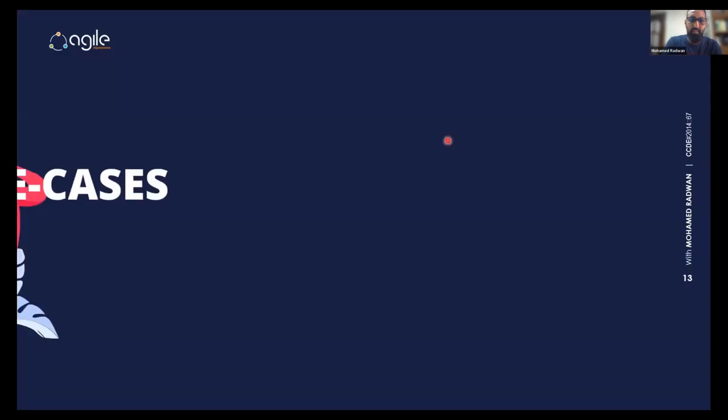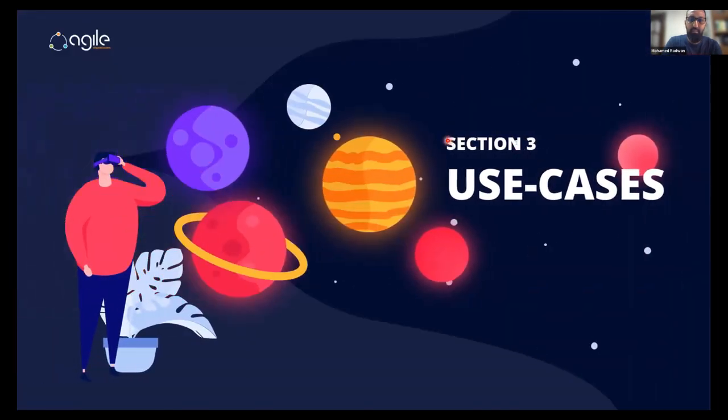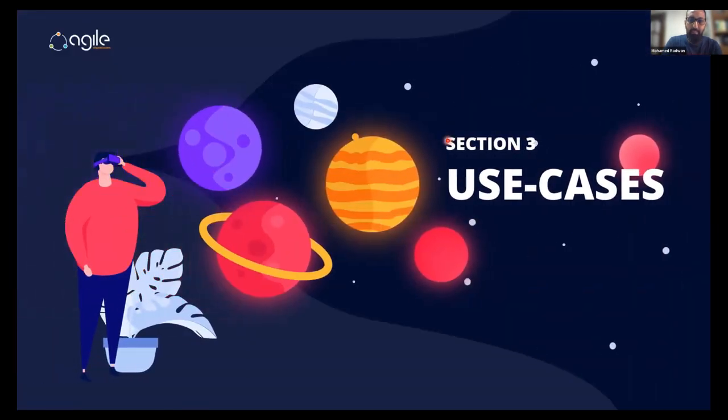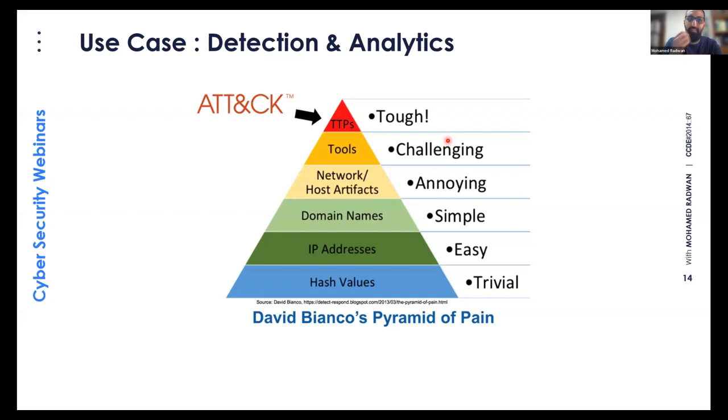Good. Thank you, Akram. So let's go to the use case which we prepared. Akram said we'll talk about David Bianco's Pyramid of Pain, how easy it is to detect and understand the security, starting from the trivial to the tough. And here in ATT&CK, we are focusing on TTPs, as Akram mentioned many times: tactics, techniques and procedures.